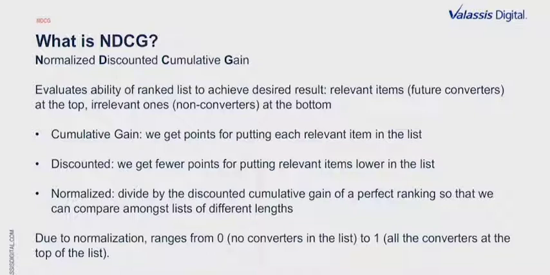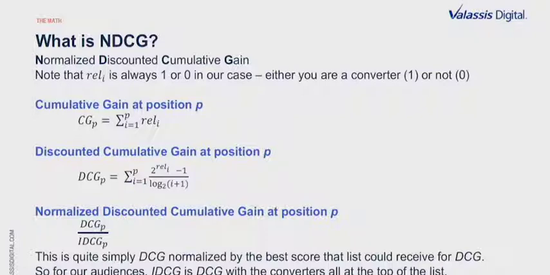relevant items. So in order to facilitate a comparison of lists of different length, we want some form of normalization. So we're just going to divide by the discounted cumulative gain of a perfect ranking. And due to normalization, NDCG is going to have a range between 0 and 1. So here is the math behind it.